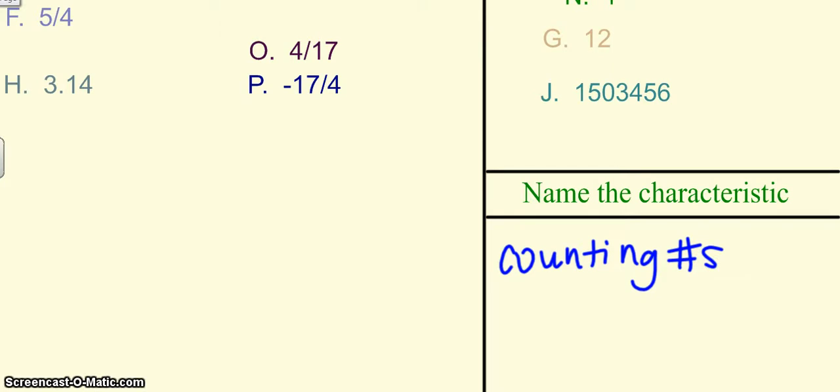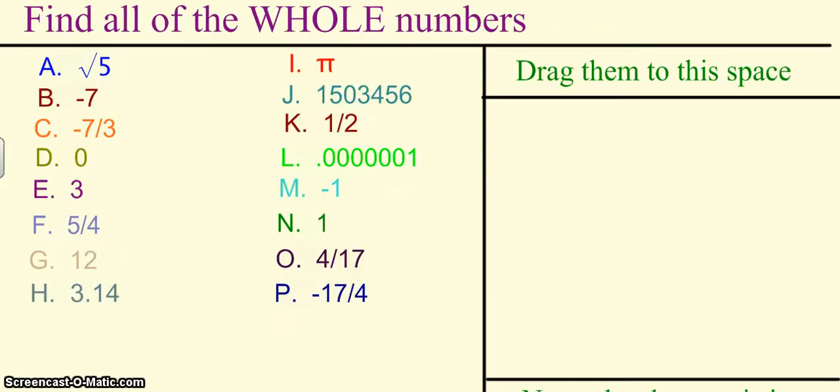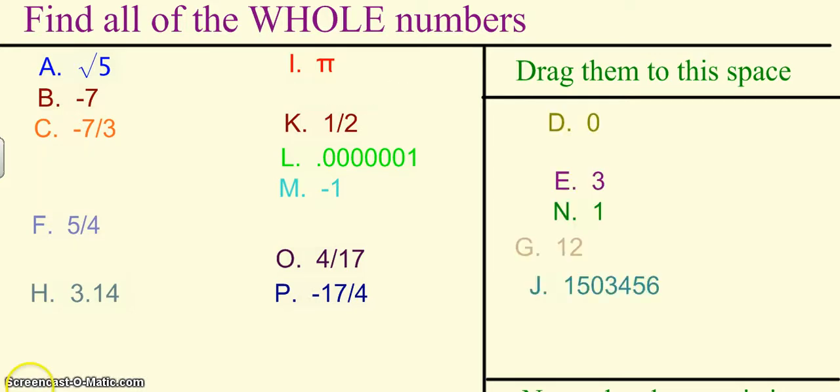Alright, so that's our smallest subset. We're going to get a little bit bigger, and now we're going to talk about the whole numbers. Well, if you look at your definition on your first page, the whole number is going to be all of the natural numbers, including 0. So once again, when you're ready, you can go ahead and pause your video and then check your answers after you've written down all of the whole numbers.